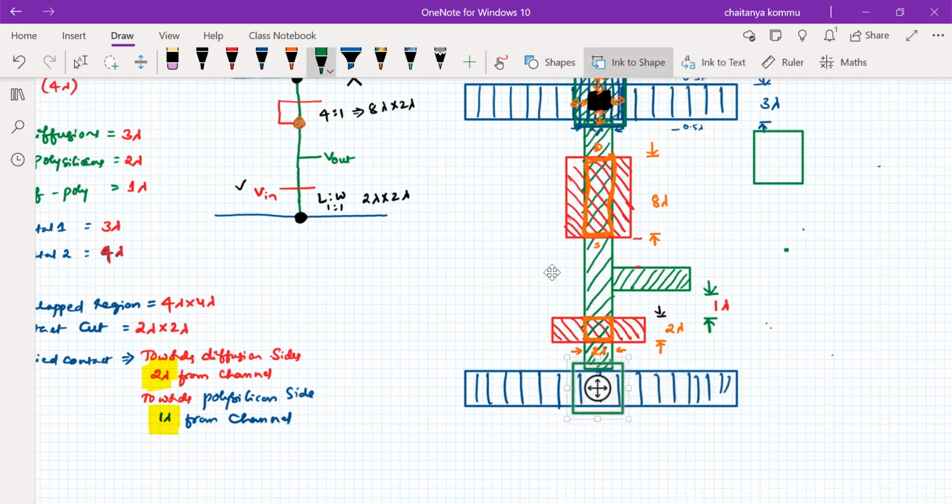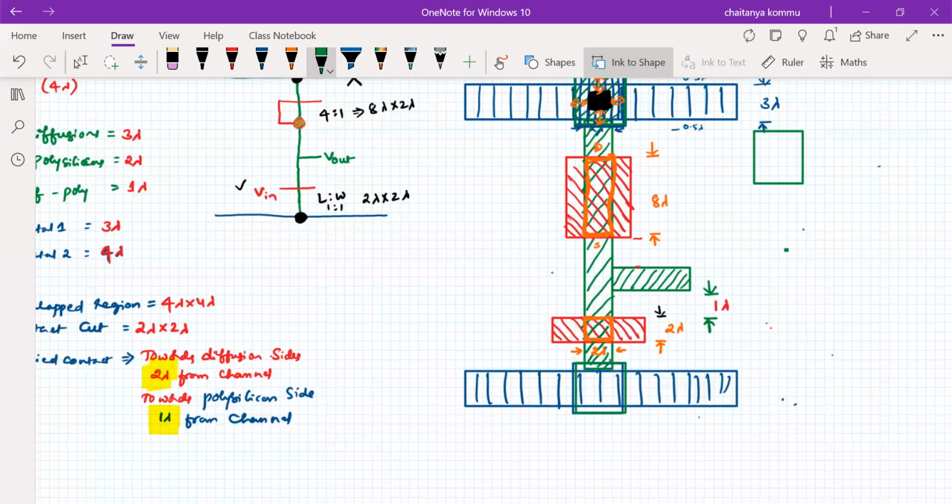Okay, and it should be that color, green color. So I want to take the green color over here. Is it clear? So green and red color.